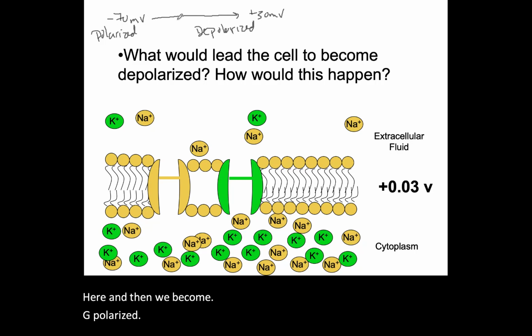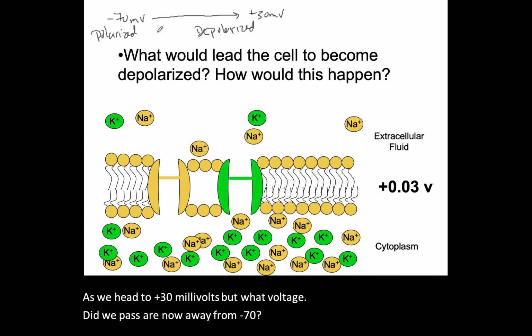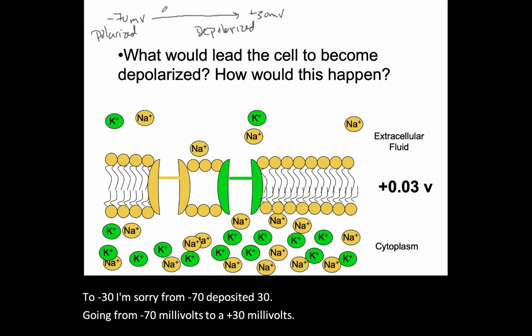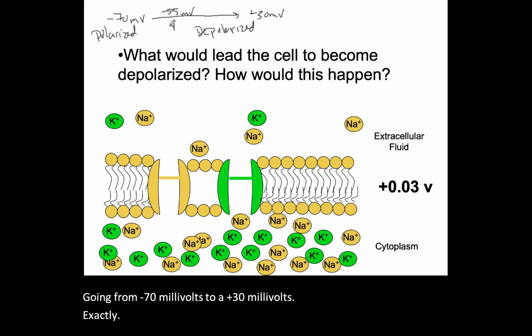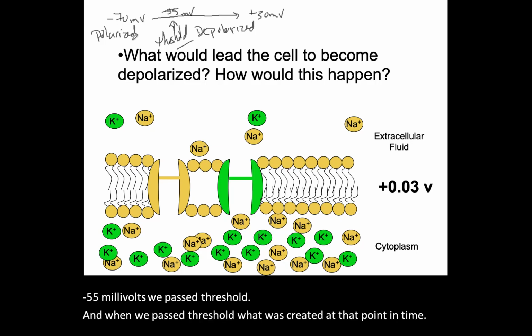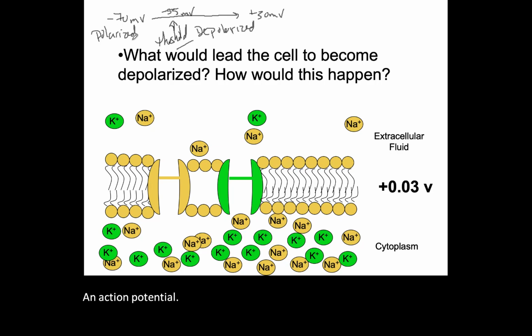But what voltage did we pass on our way from negative 70 to, I'm sorry, from negative 70 to positive 30? What voltage did we pass going from negative 70 millivolts to a positive 30 millivolts? Exactly. Negative 55 millivolts. We passed threshold. And when we passed threshold, what was created at that point in time? An action potential. An electrical stimulus was created as we moved from being polarized to depolarized. An action potential was created as we went from negative 70 millivolts to positive 30 millivolts because we crossed threshold.